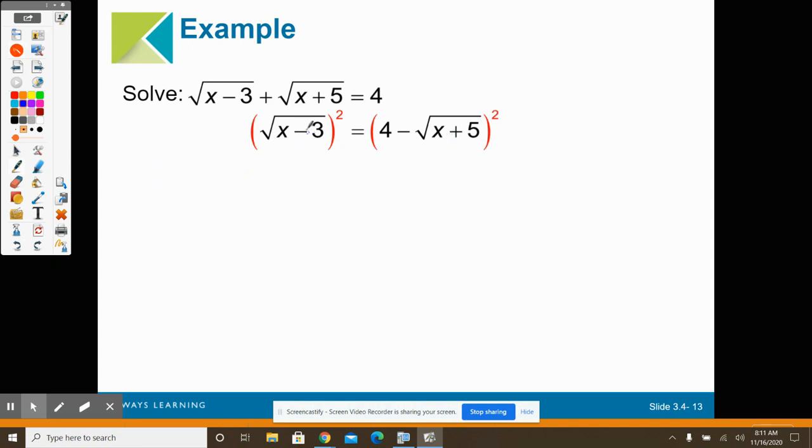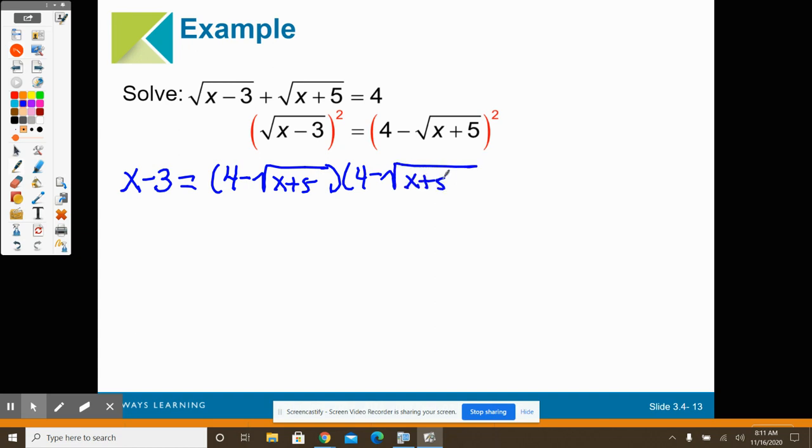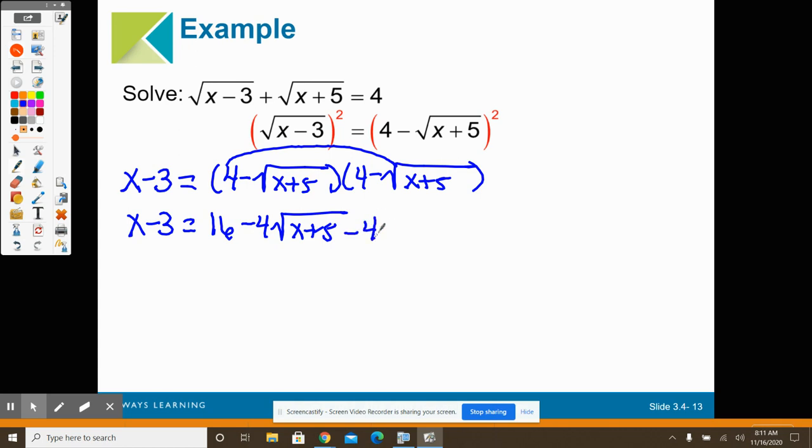So when you square the square root here, you get an x minus 3. On the second one, what you get is 4 minus the square root of x plus 5 times 4 minus the square root of x plus 5. Okay, x minus 3 is good to go, but here's where it gets tricky. 4 times 4 is 16. Now look, I have minus 4 square root of x plus 5, and then I get it again. Minus 4 square root of x plus 5. That's the hard part. The last part's not so easy.